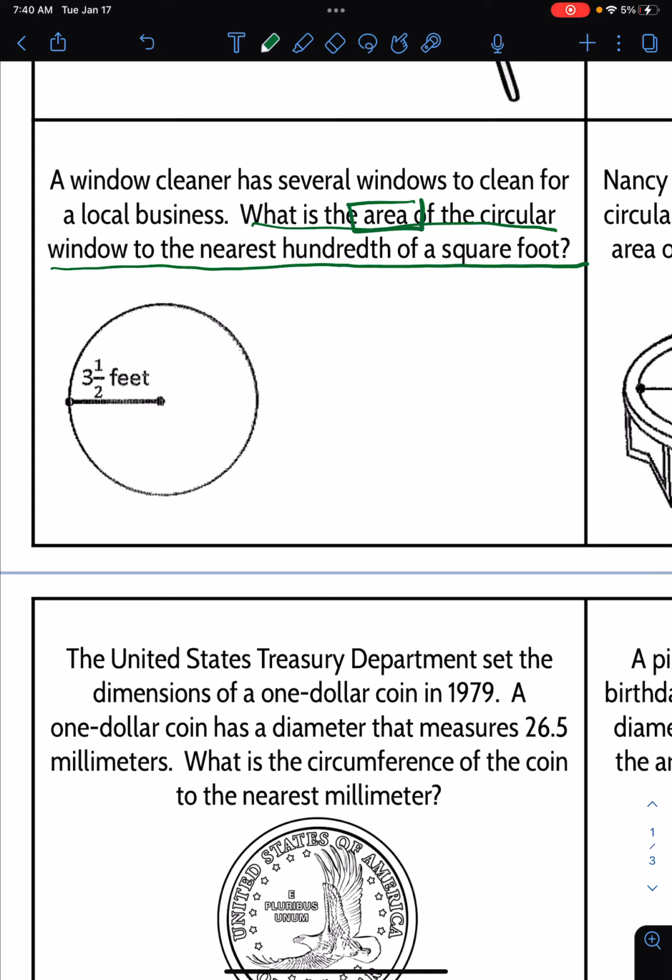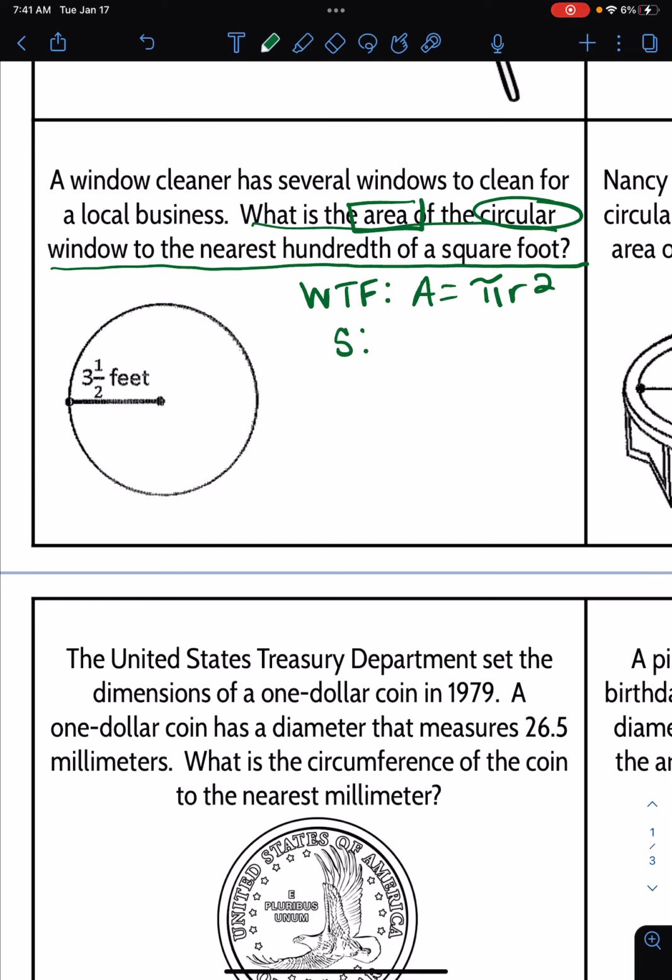That means we're using our area formula when we write the formula. And we know that it's circular, so that means we're looking for area of a circle. So if you look at your reference chart, the formula for area of a circle is A equals pi r squared. Okay, so now we're going to substitute and then we'll solve.